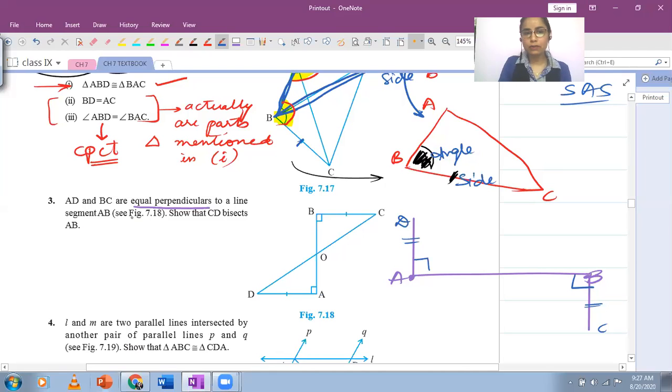But later on, when you read this part, CD bisects AB. It will be only possible if C and D are on opposite sides. If you mark them on the same side, CD will not bisect. In that case, it will be parallel.